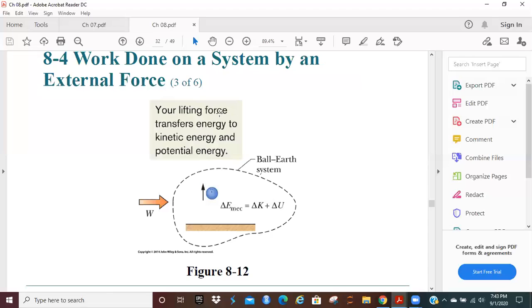So let's say we have a ball-earth system. If we were to lift the ball here, the lifting force transfers energy to both the kinetic and potential energy. In other words, if we took not only the ball, but also the system, and we moved it up, we're changing both kinetic and potential energy as well.